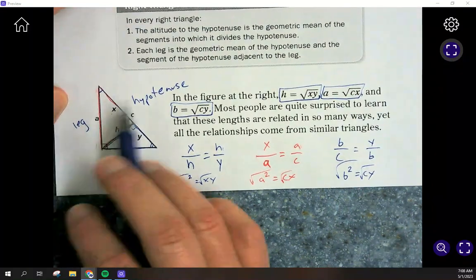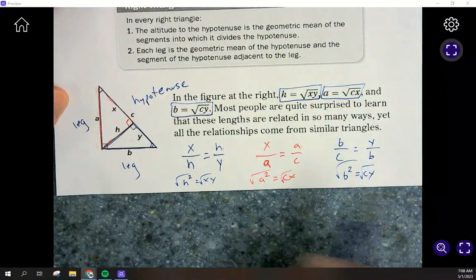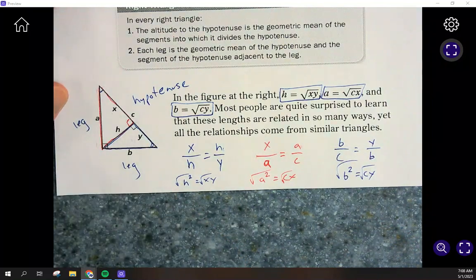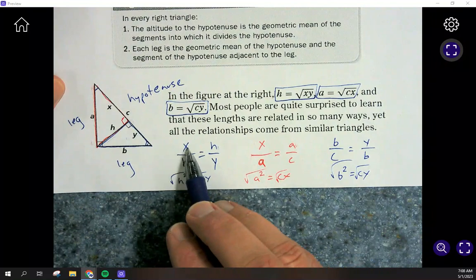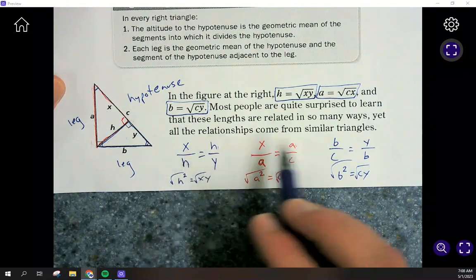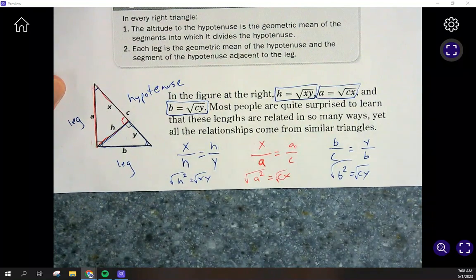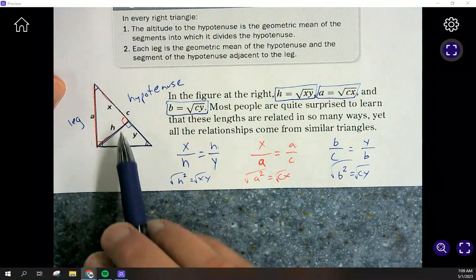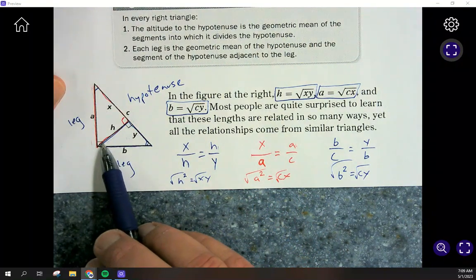Now, that gets very complicated right there because there's tons of these different cross multiplying proportions that I could set up based on these three similar triangles. We're specifically trying to find the ones that set up this geometric mean property. If you feel like you got lost in the process of that, that's okay. We really just need to focus on these two things. So let's go back to that and then we'll reinforce it on the back.